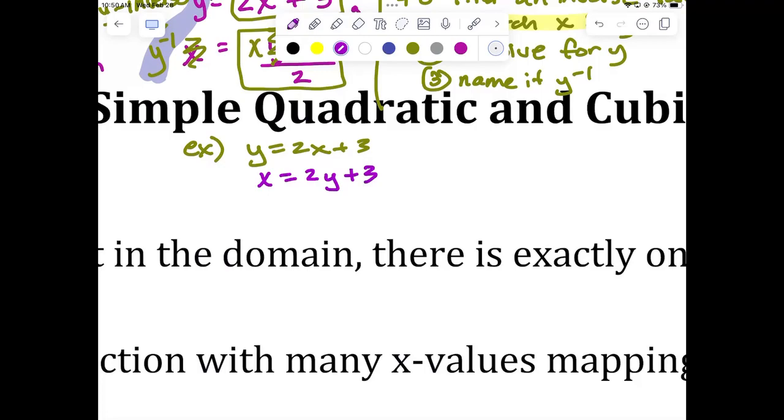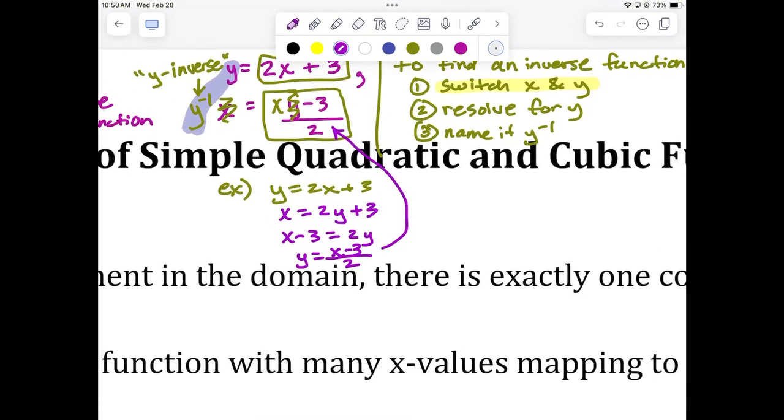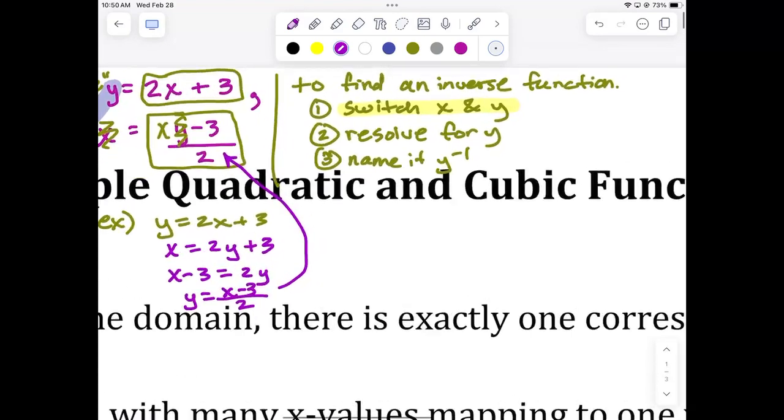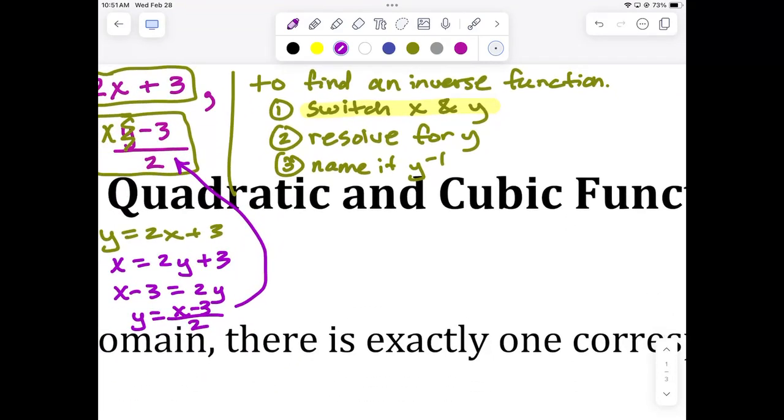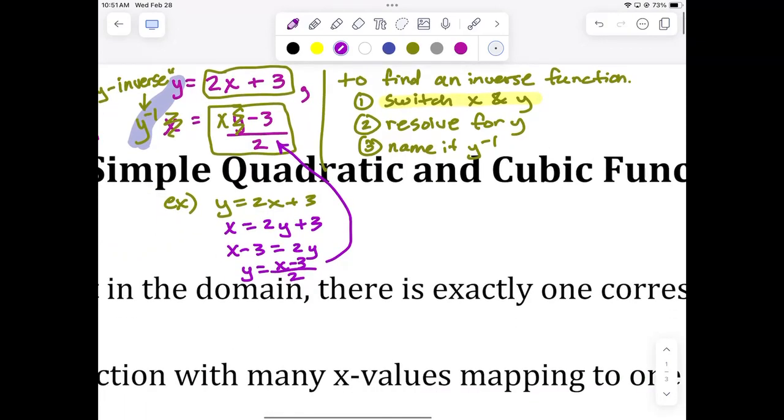Wouldn't you subtract 3 from both sides? Yeah, so we get x minus 3 equals 2y. And then how would you get y by itself if it's currently being multiplied by 2? You would divide both sides by 2, and we get x minus 3 over 2. Isn't that the same thing we got up here intuitively? Yes. So this little formula right here, switch x and y, resolve for y, it takes away all the guesswork. You don't have to try and find the inverse intuitively, okay?